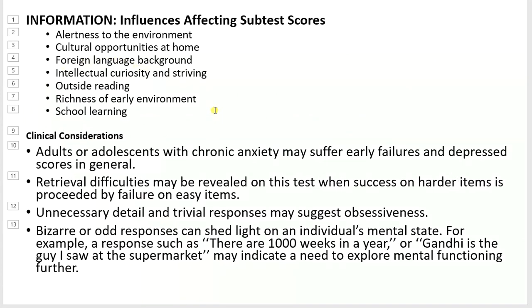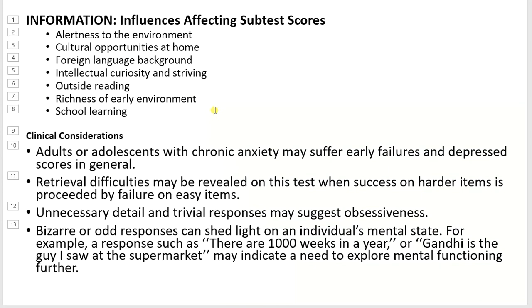So these are the factors that can influence the test performance. Coming to the clinical considerations, generally, adolescents with chronic anxiety may show early failure. So they attempt one, two items and then they fail the items. And in general, they show lower scores on this test.